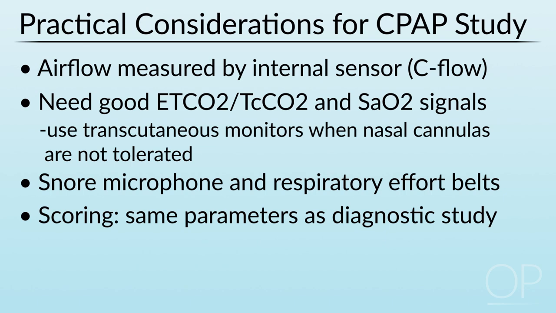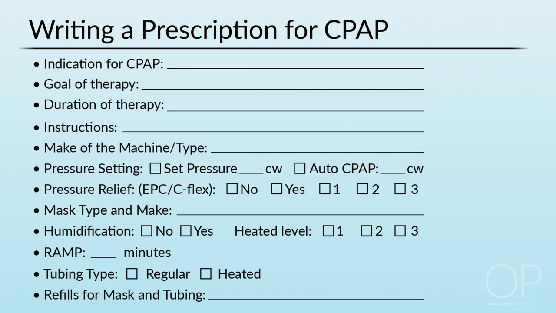This is the CPAP prescription, and these are some of the salient features you would like to add in a CPAP script so the insurance company can dispense the right machine with the right setting. First, you would like to talk about the indication, like obstructive sleep apnea. You would like to write out the goal of the therapy is to treat obstructive sleep apnea. Duration of the therapy. Invariably, we tend to write it as lifetime. But if you're planning to write for a short term, you can write 6 months or a year.